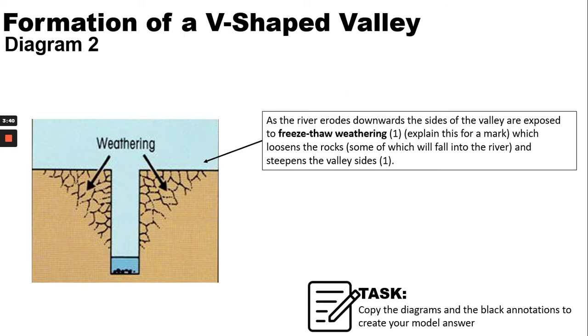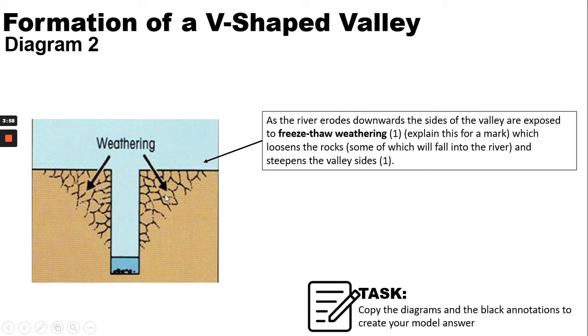1 mark linked to 1 diagram in that last one. Weathering takes place, so we've got all these cracks on our vertical channel, which is vertical erosion taking place, and as it erodes downwards, the sides of the valley become exposed. So this is moving deeper, and these valley sides are exposed to freeze-thaw weathering.